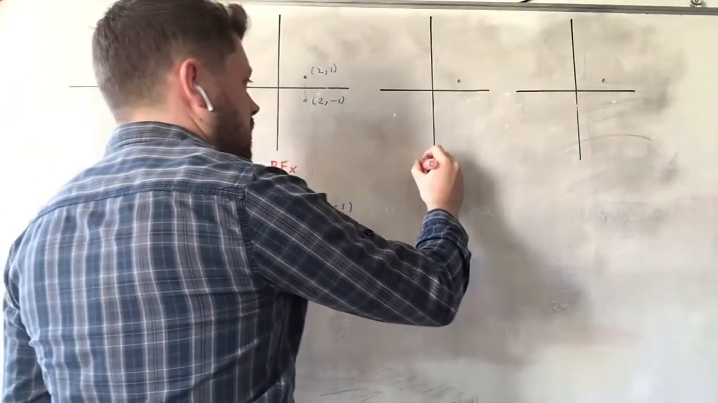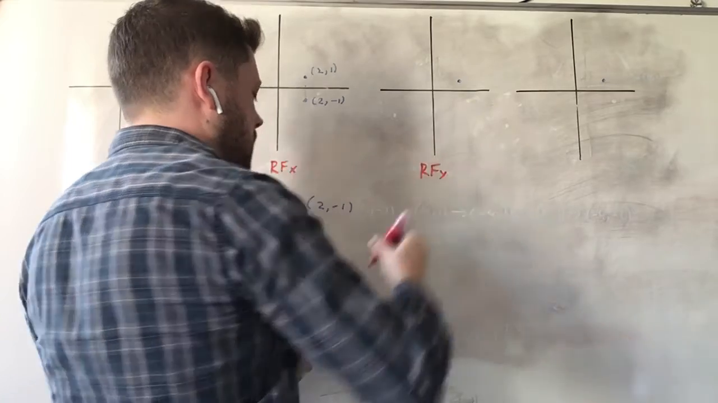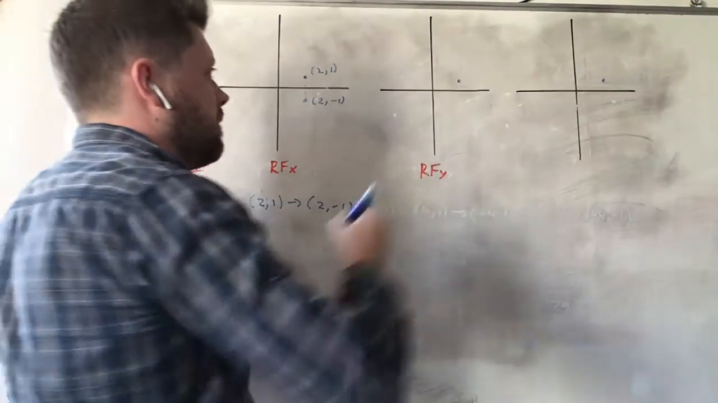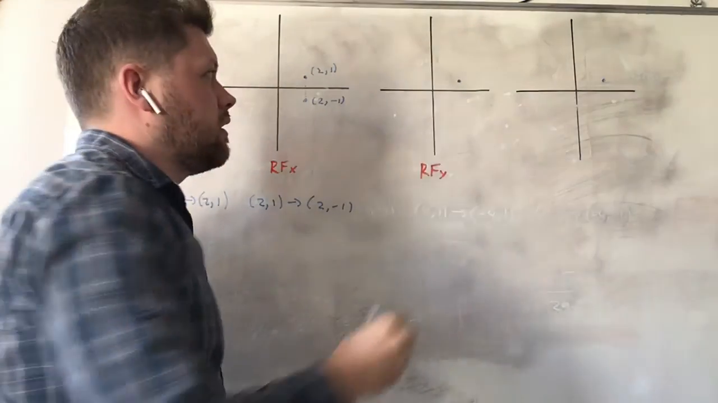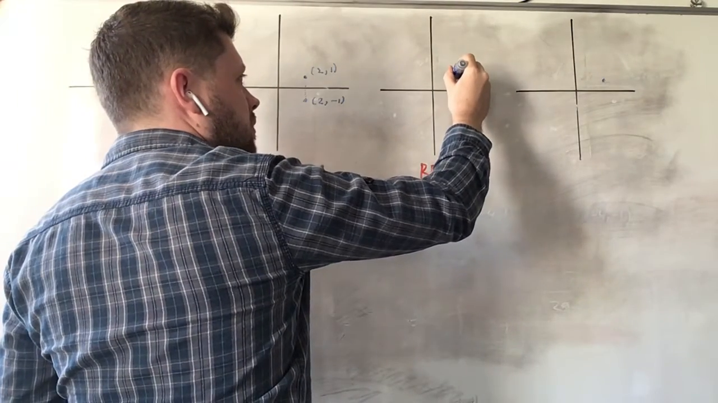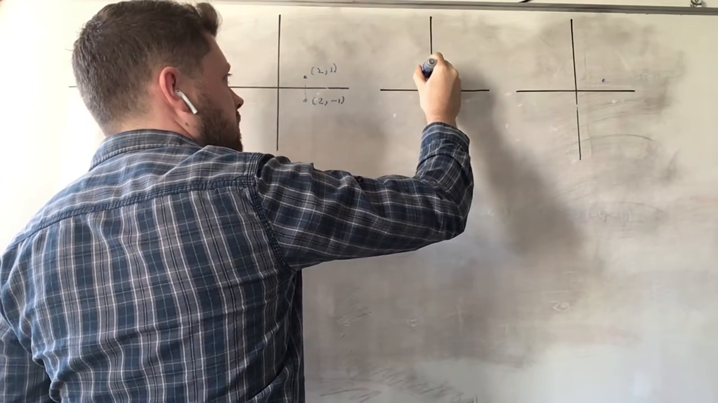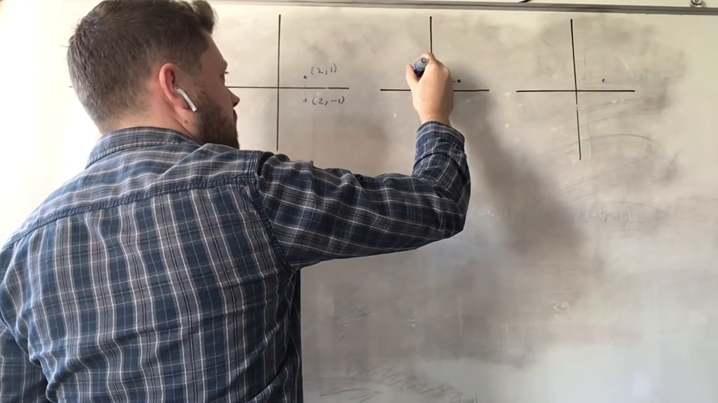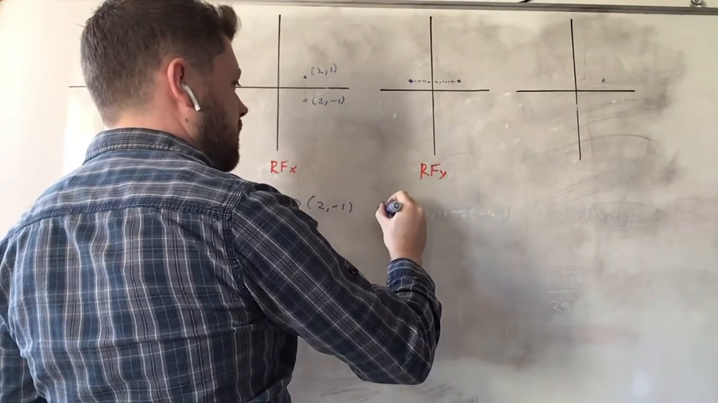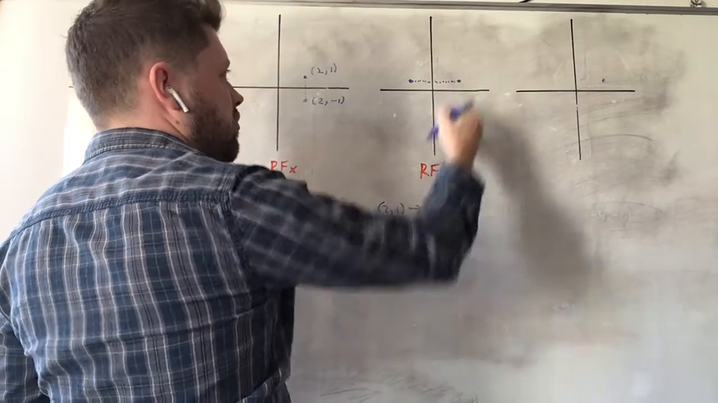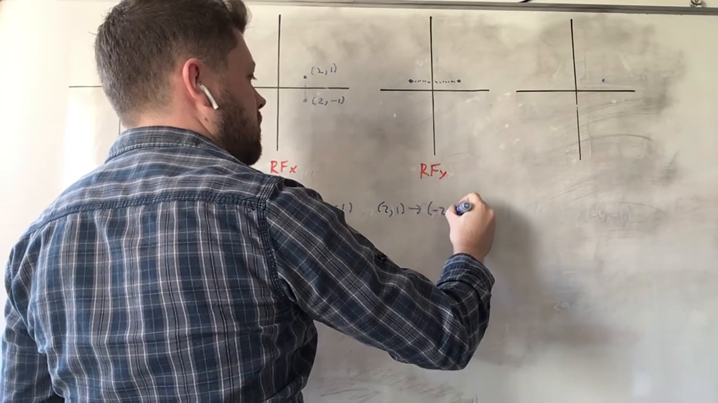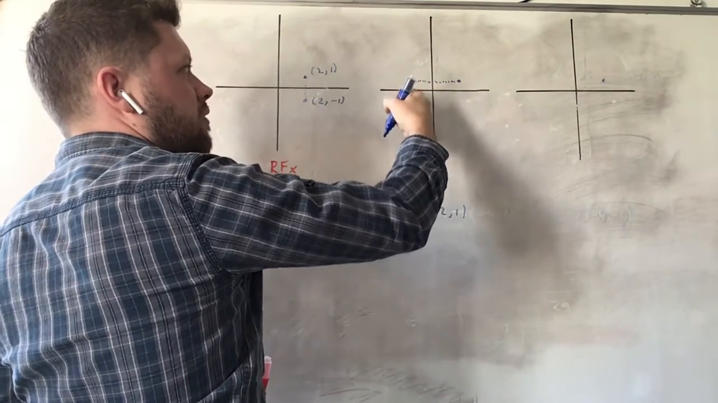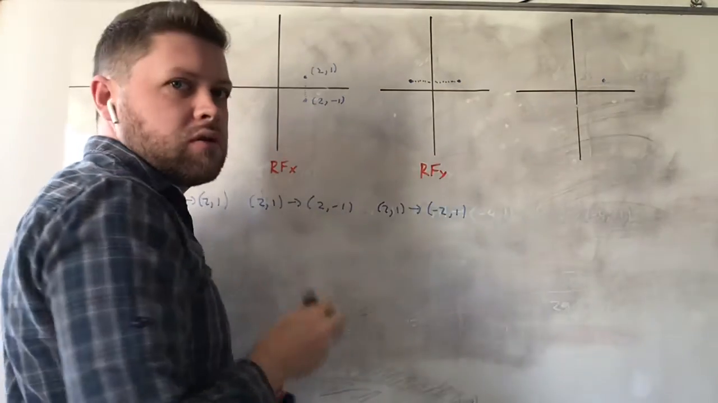Right, what about reflection in the y-axis? If I take my point 2, 1 here, and now I reflect it in the y-axis, so I walk it across to the y-axis, then I walk the same distance again. In this case, the point 2, 1 gets transformed over here to the point minus 2, 1. So it's in the negative x direction, but still in the positive y direction.